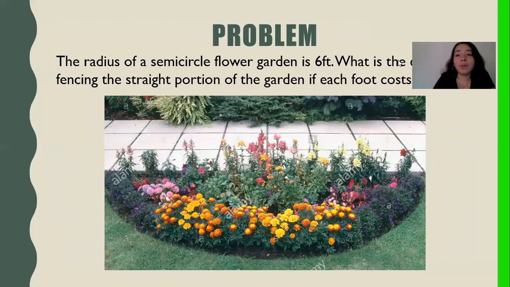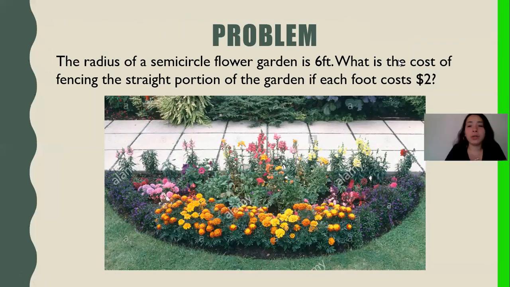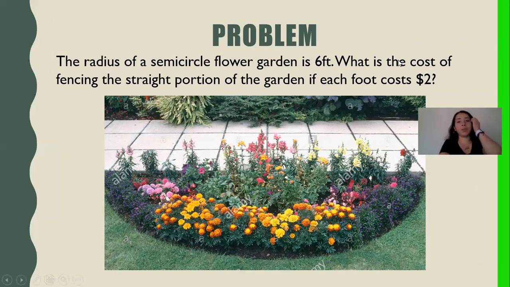So let's look at the problem of the day. For today's problem, I'm going to try to do a word problem at the beginning of each lesson that has to do with our lesson, and at the end, hopefully we'll get to solve it. And if we don't get to solve it during that lesson, we'll hopefully be able to solve it by the end of the week. It just depends on the type of problem and what's required to solve it. So when reading this problem, it says, the radius of a semicircle flower garden is 6 feet.